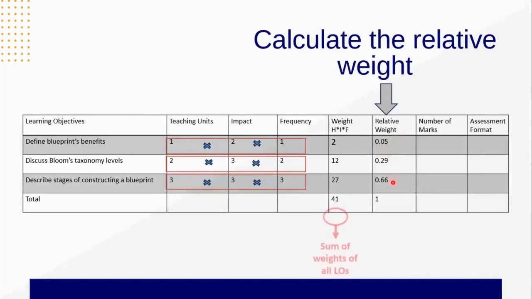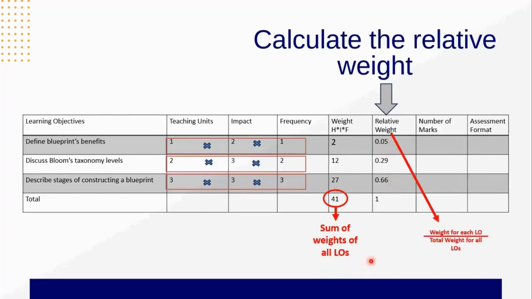To measure the relative weight, we will take the sum of the weights of all learning objectives, so we will calculate it. Then the relative weight of each learning objective will be equal to the weight of each learning objective divided by the total weight. Then for the first learning objective, 2 divided by 41 equals 0.05, 12 divided by 41 equals 0.29, 27 divided by 41 equals 0.66, and the relative weights should sum to 1.